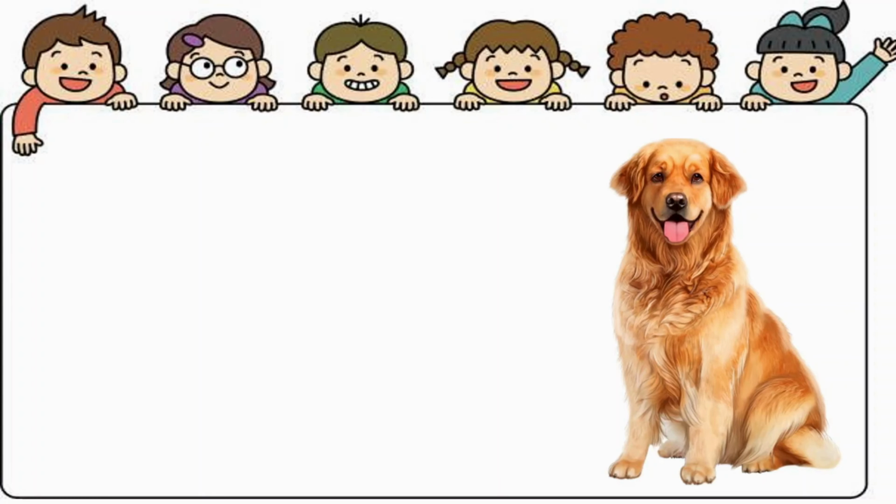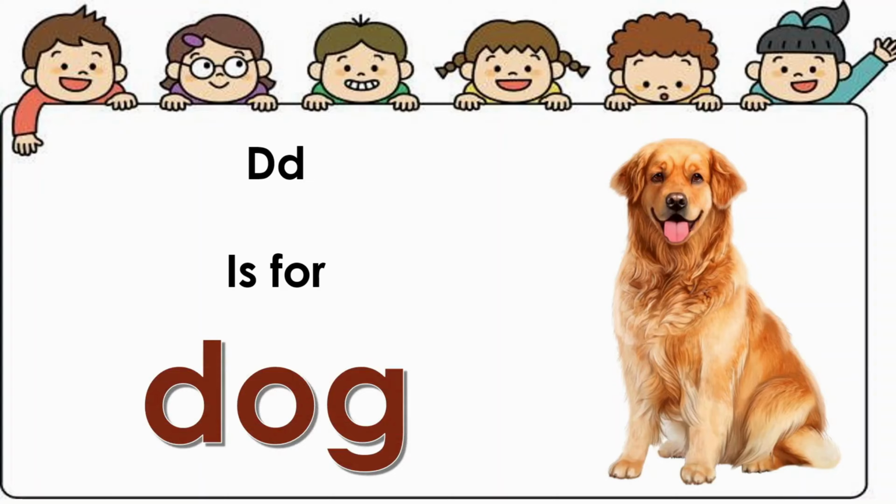Which animal is this? Dog. D is for dog. Say with me, D is for dog. Say spellings of dog with me. D-O-G, dog.